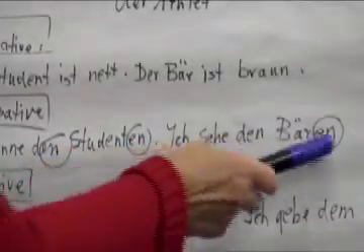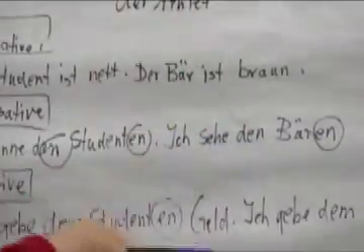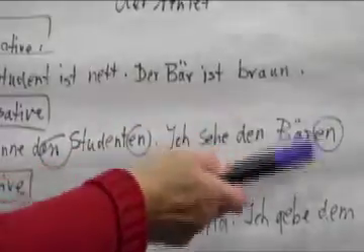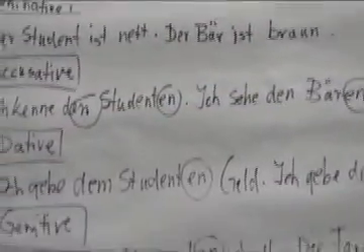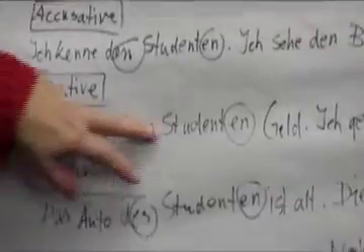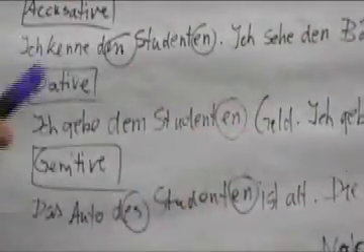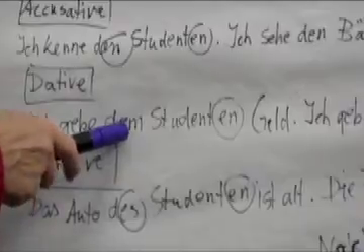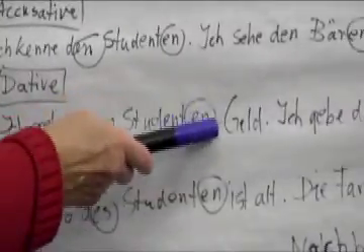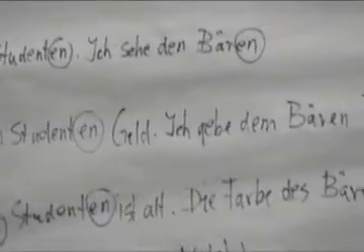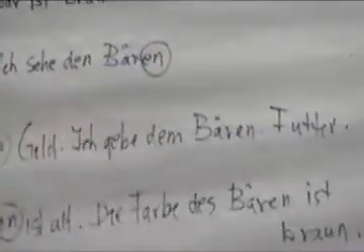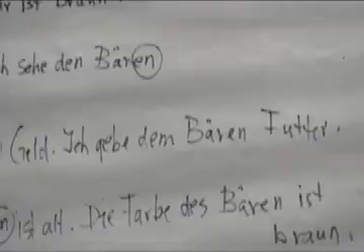Ich sehe den Bären, I see the bear. Again, the bear is the direct object, so it needs to add an EN. In the dative case, ich gebe dem Studenten Geld. So, der to dem, you remember that? Student has to add an EN, dem Studenten. I give money to the student. Ich gebe dem Bären Futter. I give food to the bear.